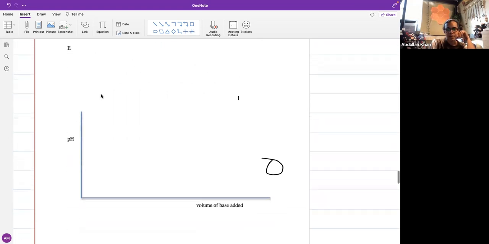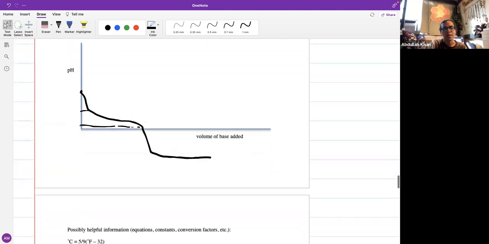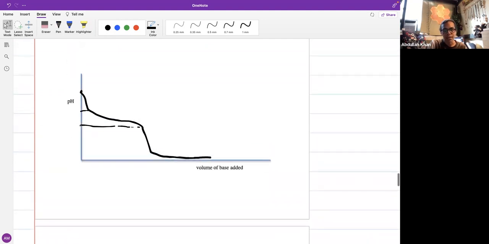So I'm gonna draw a rough sketch and then we'll mark the points later on. So we start with some kind of a pH, sharp drop, plateau, sharp drop, plateau. And we can immediately start by marking these two. Oh, come on. I have no idea why this keeps happening.